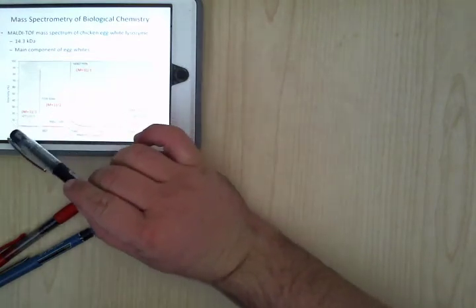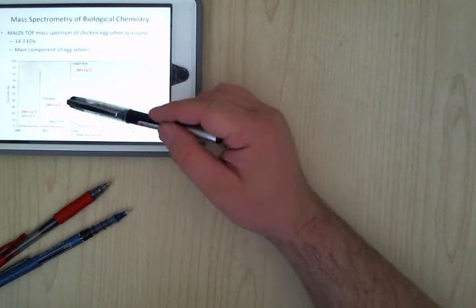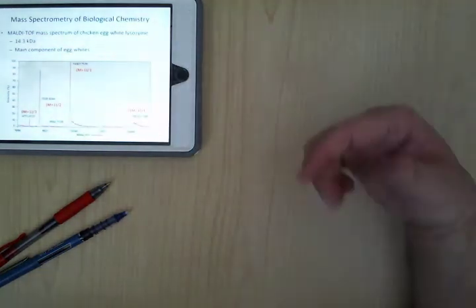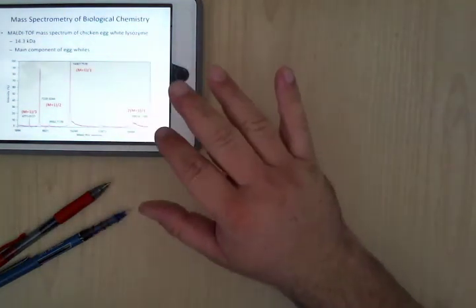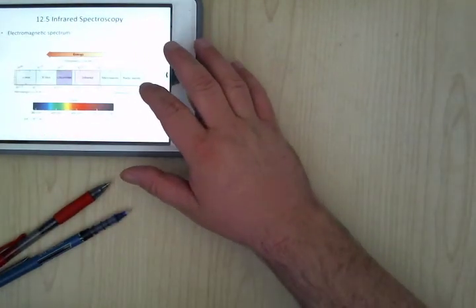But this is for something this large. For 14,000, you can get a really, really highly accurate mass. So it's pretty amazing. The nice thing is you don't see this fragmentation issue, which is nice. Okay, moving along.